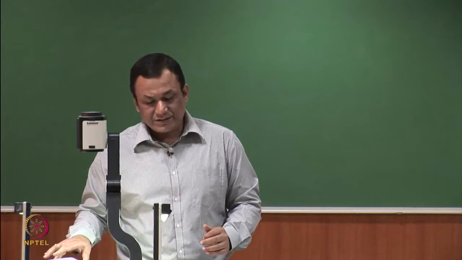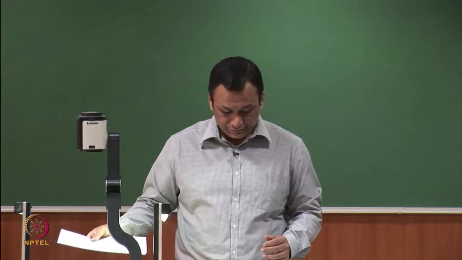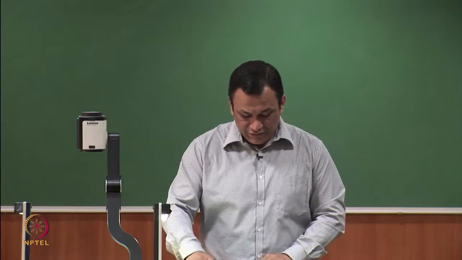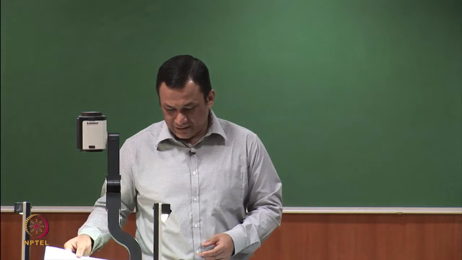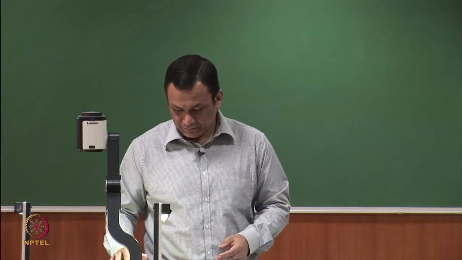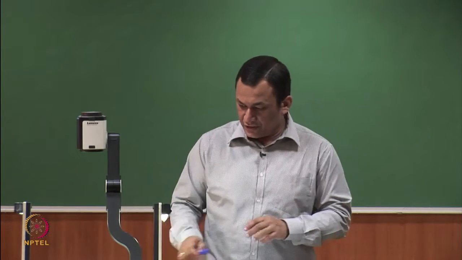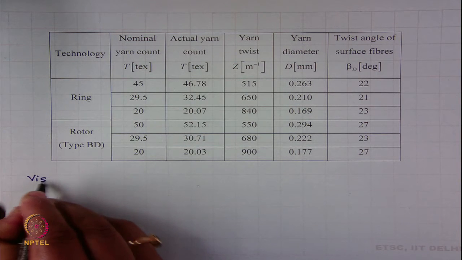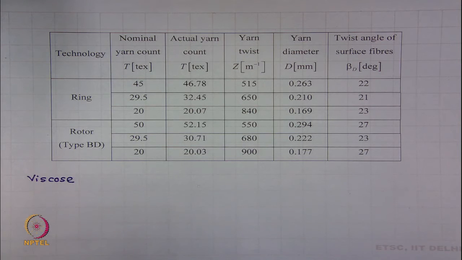So, for that purpose a study was conducted. In that study, viscose fiber was taken. So, the viscose fiber was used to produce two sets of yarn, one ring spun yarn and the second rotor spun yarn.